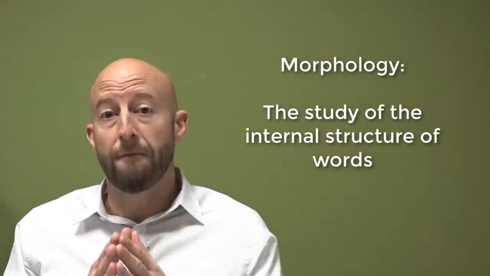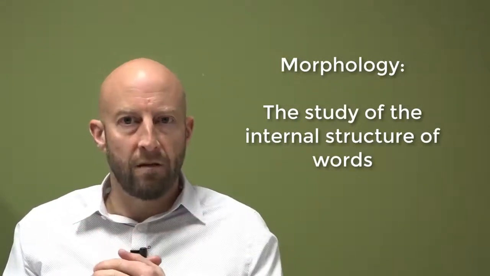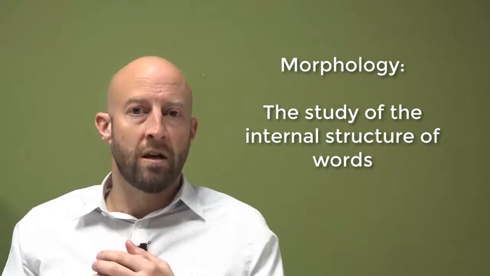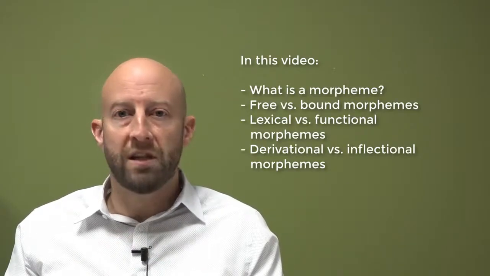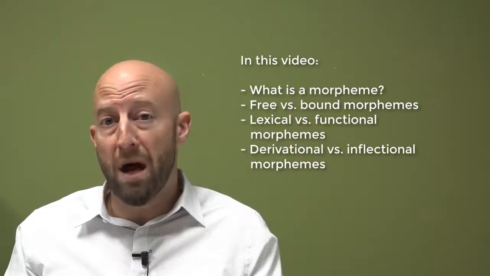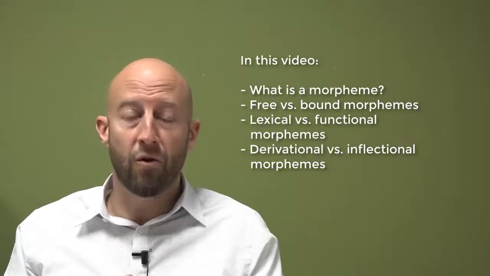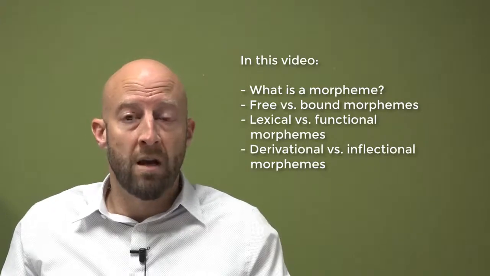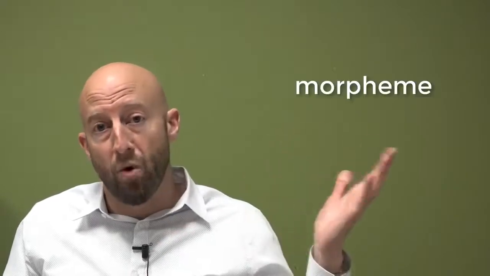Today we'll be discussing the concept of morphology, or the study of forms in linguistics. More specifically, morphology is the study of the internal structure of words in a language. So this is part one of a multiple part series in morphology, and in this video we will be discussing the concept of a morpheme as well as distinguishing between different types of morphemes. Differences between free morphemes and bound morphemes, lexical morphemes and functional morphemes, as well as the difference between derivational and inflectional morphemes. So before we do any of that, let's talk about the fundamental concept in morphology, the morpheme.